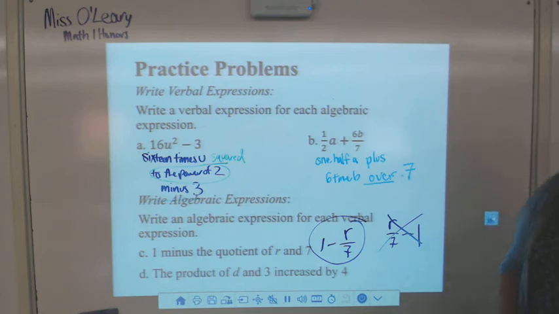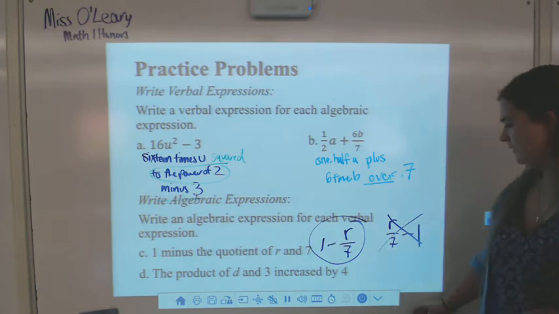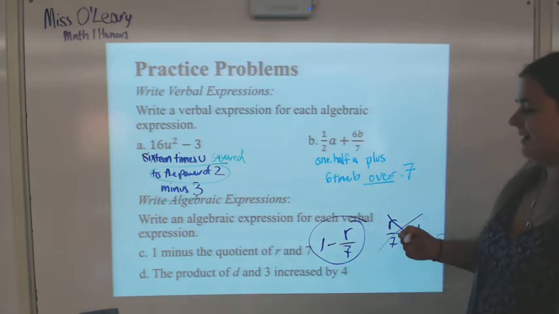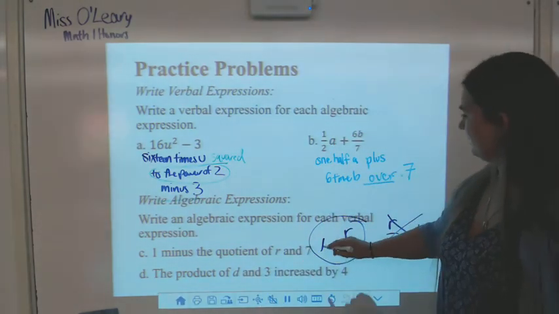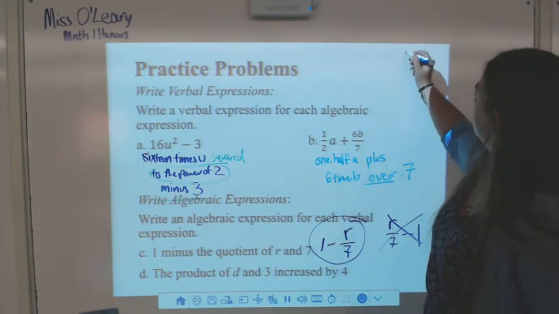One last practice problem with this idea here. The product of d and 3 increased by 4. Well, product tells me that I'm thinking about multiplication here. So d and 3 multiplied by each other, and I'm going to write it up here so we can actually see it.